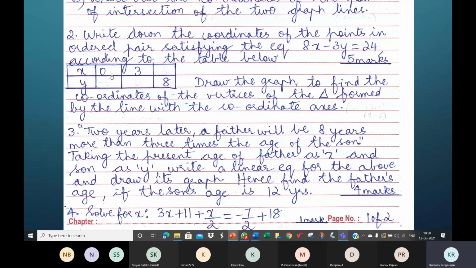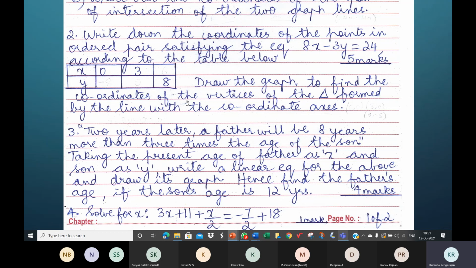0, -8: the y-axis. When you plot 0, -8, it lies on the y-axis. When you plot 3, 0, it lies on the x-axis. And then this other point, 6, 8. When you join these 3 points, you get the straight line.